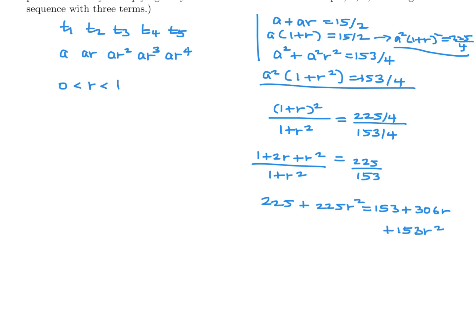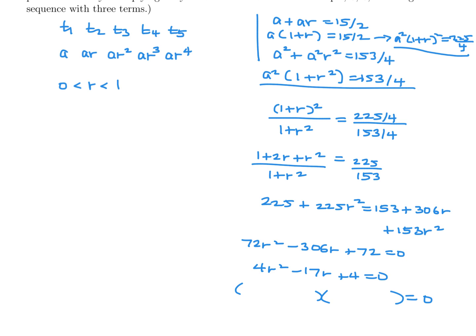And then let's put everything on one side. When you do, you get 72 r squared minus 306 r plus 72 is equal to 0. And when you divide through, getting into lowest terms, it's 4r squared minus 17r plus 4. Okay, so we got a quadratic equation, and there's nothing wrong with using the quadratic formula. If you can factor it, that's great. Either way, as long as you get the value for r.